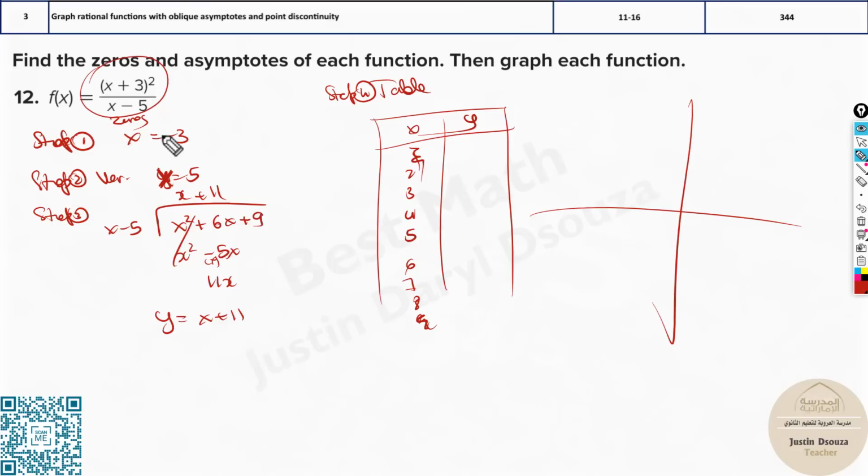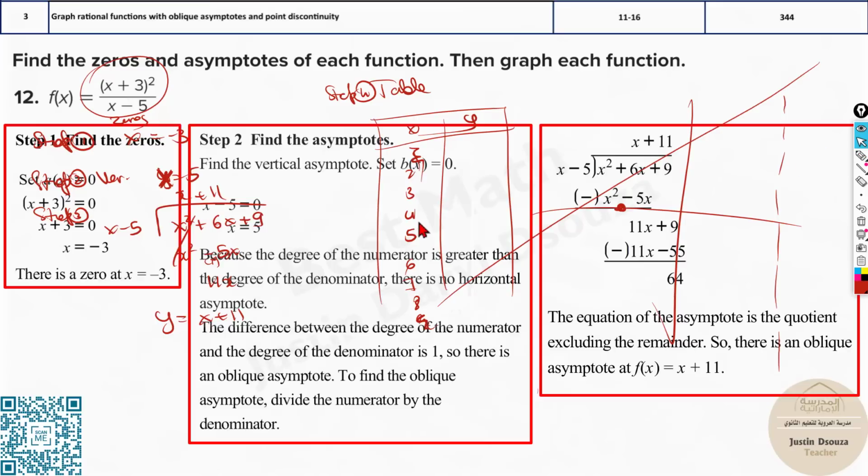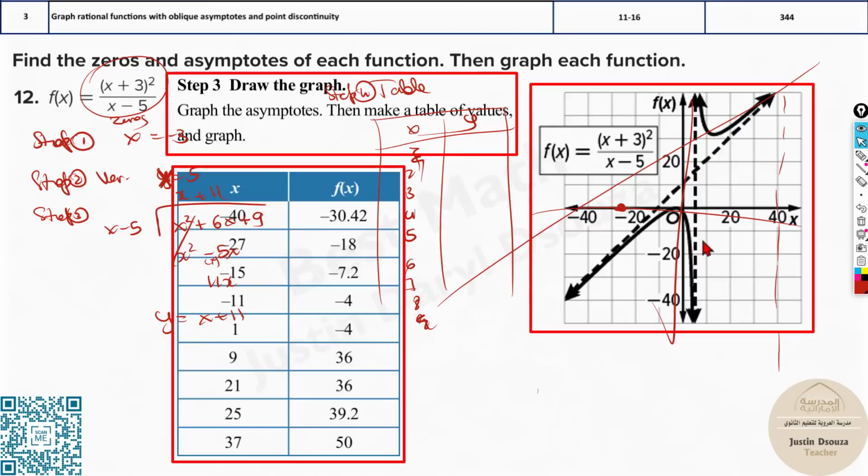In the graph, please give important attention to the vertical asymptote at 5, and then there is a zero at -3, and then this is somewhere over here. It's plus 5, so it'll be somewhere up above, and then you graph whatever you get. I hope that's clear. So these are the answers. That's what we got.